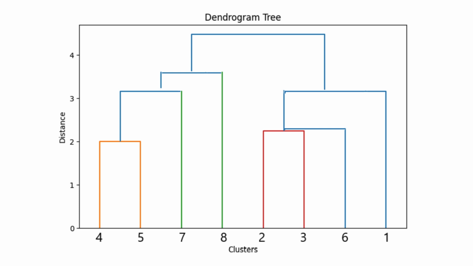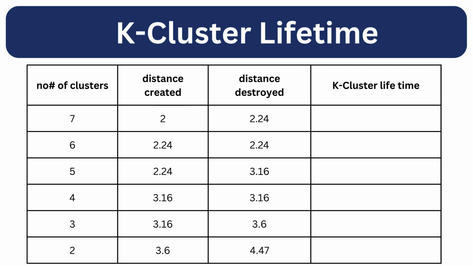This is a dendrogram tree in which we have clusters on the x-axis and distances on the y-axis. It represents at what distance the cluster emerged and it was destroyed. So we can see that cluster 4, 5 emerged at distance 2, cluster 2, 3 emerged at distance 2.24, and so on. To find an optimal value of k, we calculate the k cluster lifetime. In this table, we have the number of clusters, the distance the cluster was created, the distance the cluster was destroyed, and the cluster lifetime.